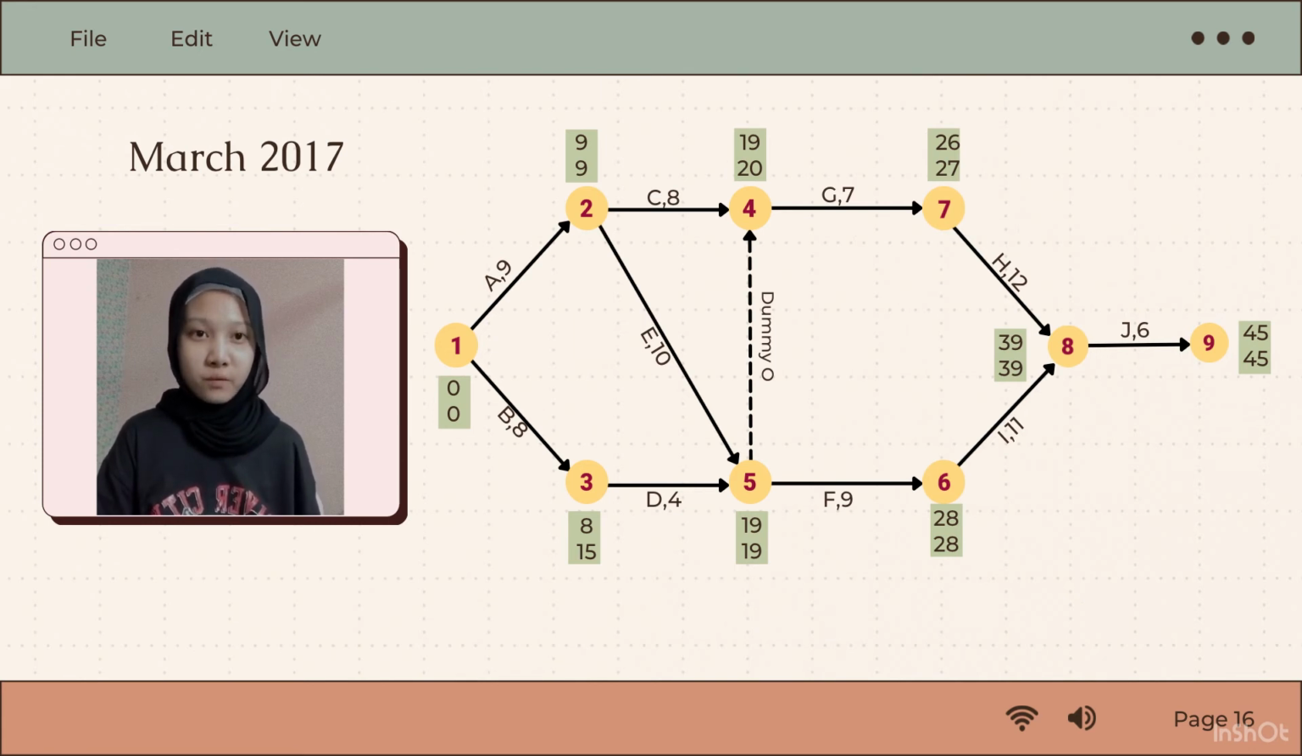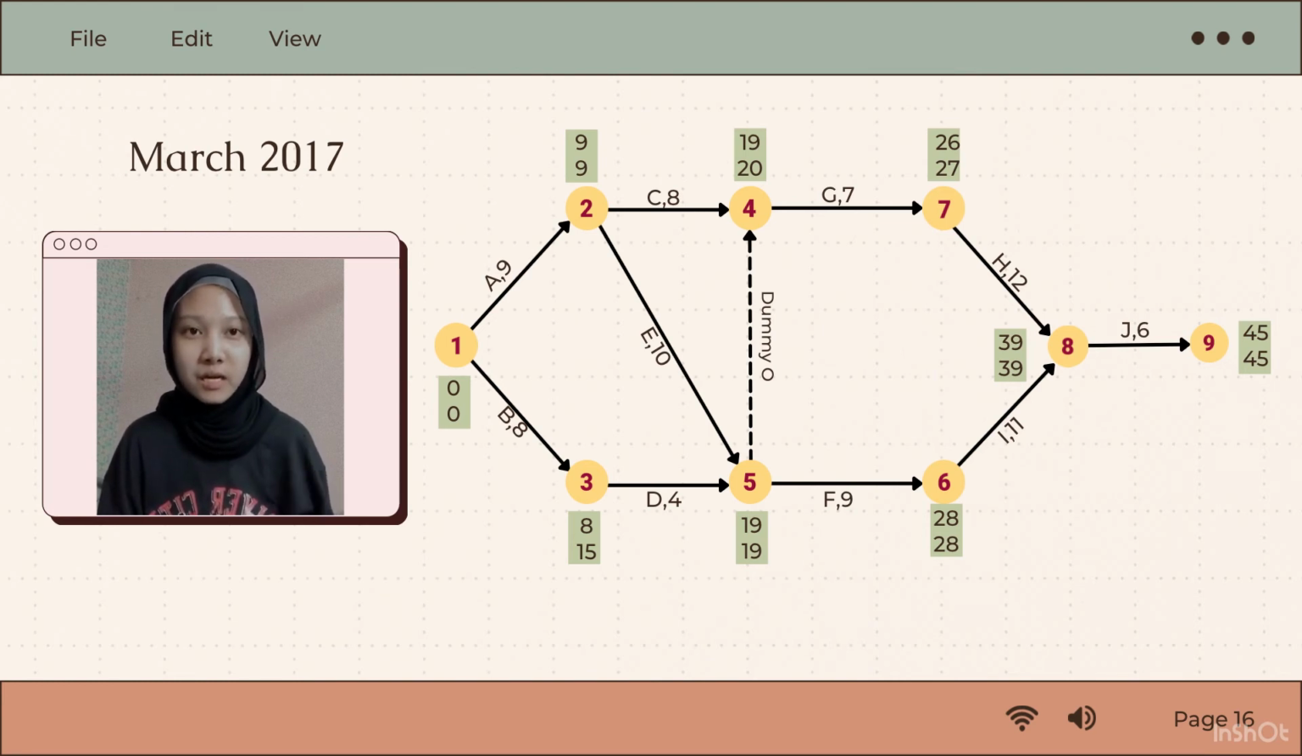Next, for number 5, we have 2 heads which come from number 2 and 3. So 8 plus 4 equal to 12 and 9 plus 10 equal to 19. So we need to take the highest number, which is 19. Next, number 4 also has 2 heads which come from number 2 and 5. So 8 plus 9 equal to 17, and with a dummy which is a 0, 19 plus 0 is 19. So EET for number 4 is 19.